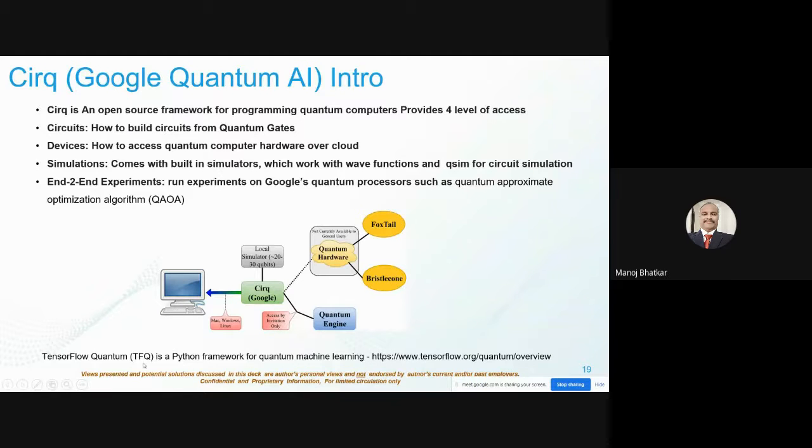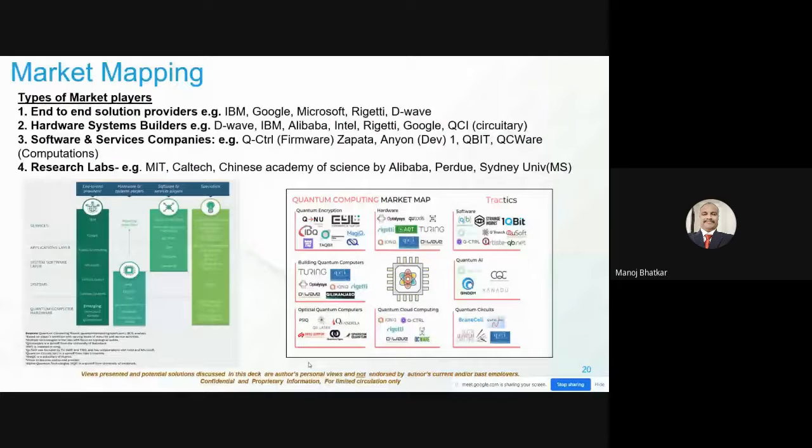TensorFlow Quantum is a very upcoming technology. After Azure Quantum, TensorFlow Quantum from Google is the second one, which is very, very upcoming and promising technology. It is a Python framework for quantum machine learning, and that's how latest it can get. So Google's TensorFlow expertise, along with the quantum computers or hardware, they are combining together and creating a very, very interesting combination.